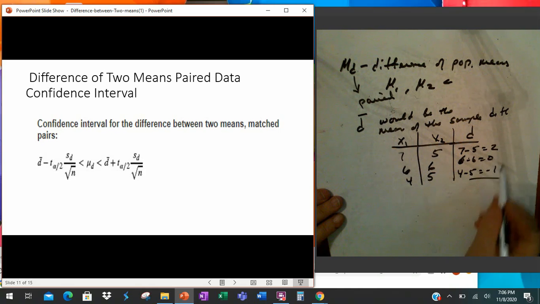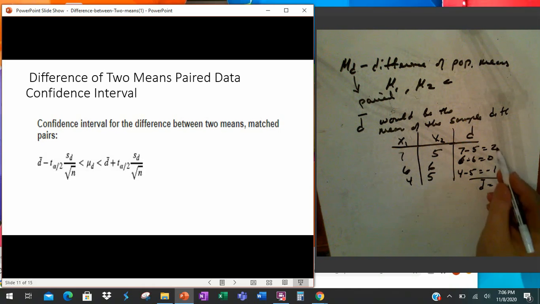And what I would do is calculate the average of these differences. I would add up 2 plus 0 plus 1. So the average, with 3 items, would be 1, the mean of the differences. Then I would find the standard deviation of this data set, just like I would do 1-var statistics in my calculator, or use Excel. The standard deviation would be s sub d, the sample standard deviation.